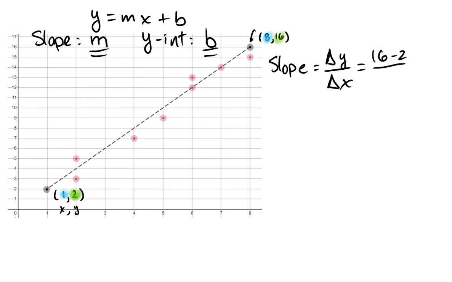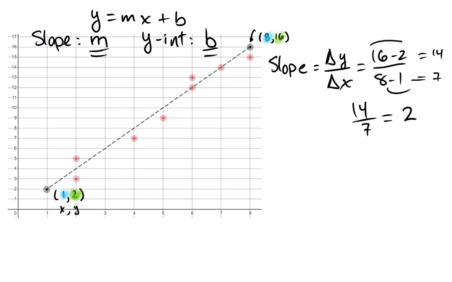And for my change in x, I'm going to do 8 minus 1. So my change in y is the number 14, and my change in x is the number 7. So the slope of this line appears to be the number 2. My rise is 2, my run is 1. Again, 16 minus 2 is 14, and 8 minus 1 is 7. So that's why I've got 14 over 7, which equals 2.